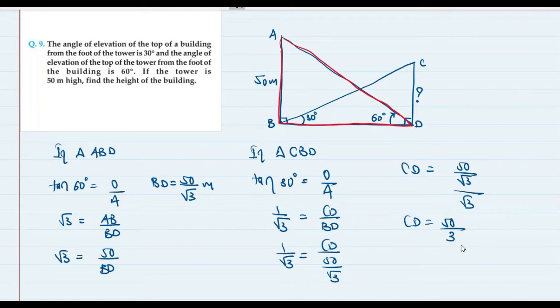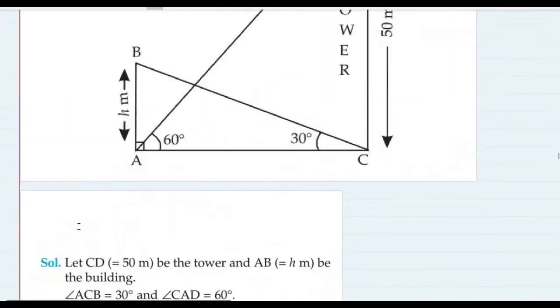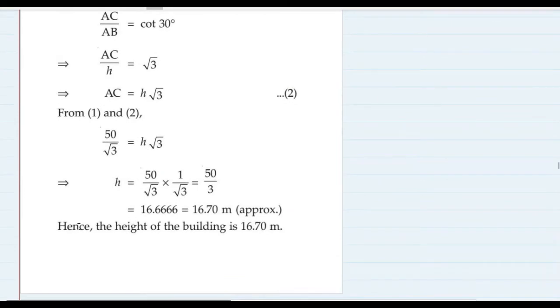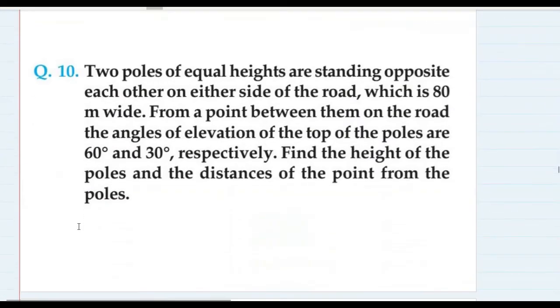50 divided by 3, which is 16.67 meter. So height of the building is 16.67 meter. Let's check the answer if we are getting correct. 16.70, they have just rounded off, and we have rounded off to correct up to 2 decimal places. No problem.